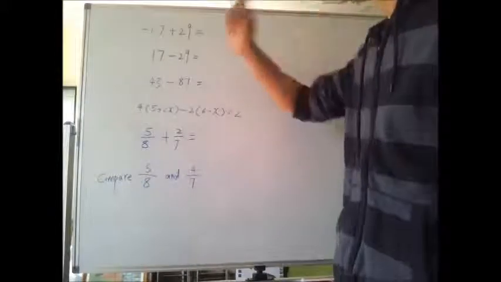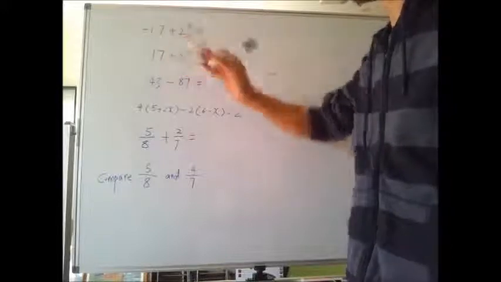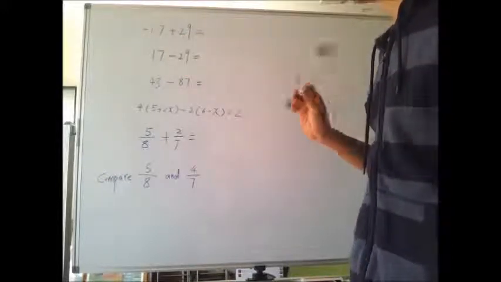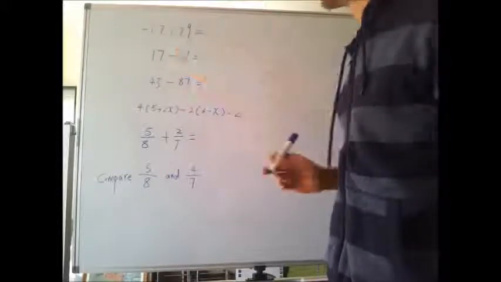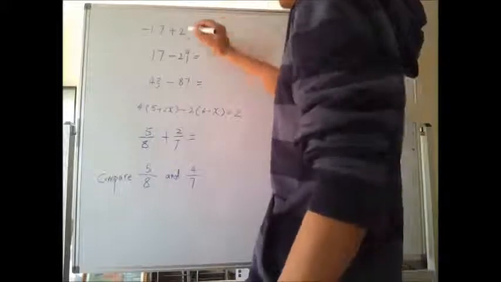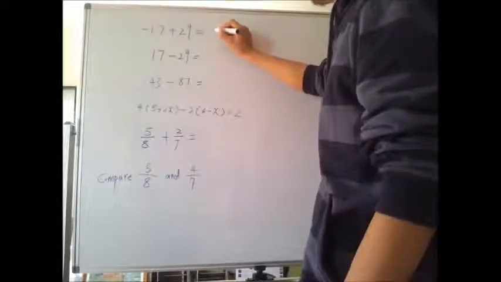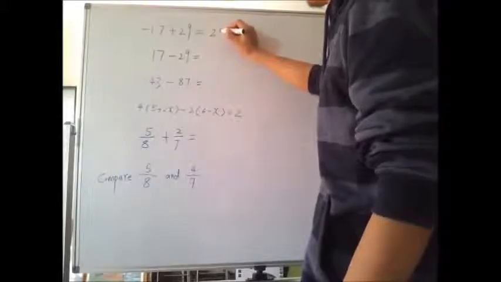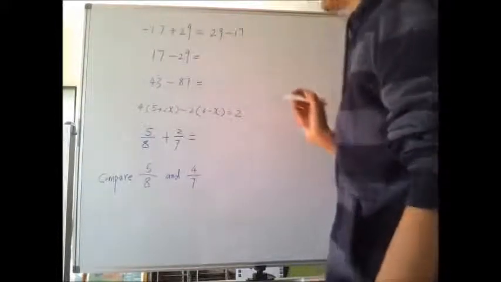Let's start from this one. Let's say, what is negative 17 plus 29? To do a question like this, it's easier to view it from another perspective. Rather than do negative 17 plus 29, we do 29 take away 17. They are the same.